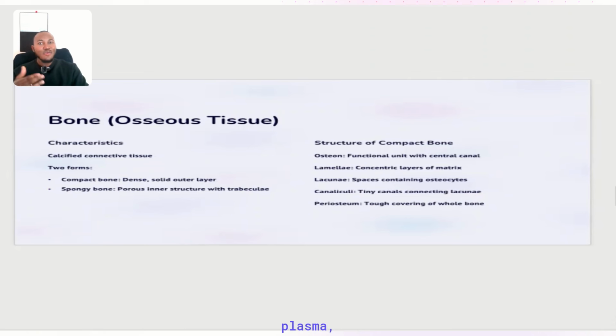So the answer is lacuna. The options: plasma, cartilage, muscle, lacuna, bone. Where are chondrocytes and osteocytes found? In the lacuna.